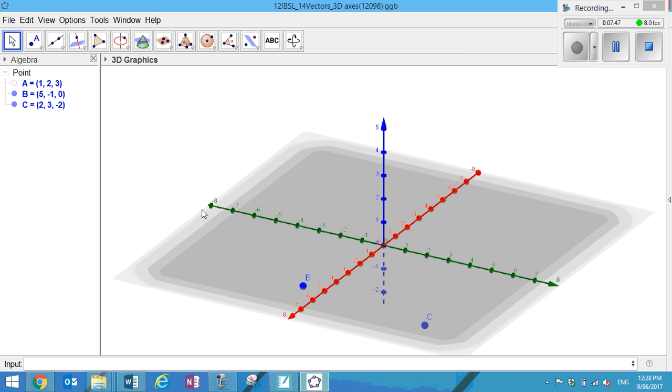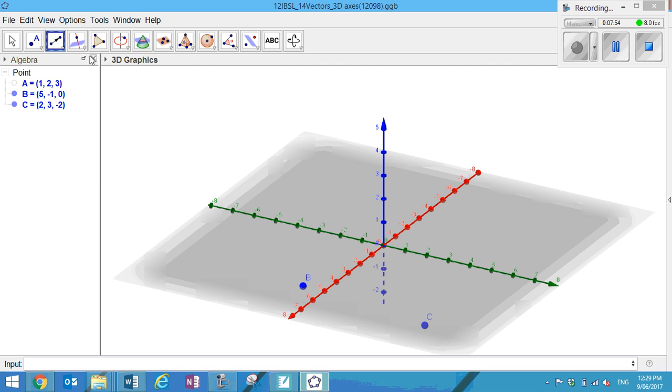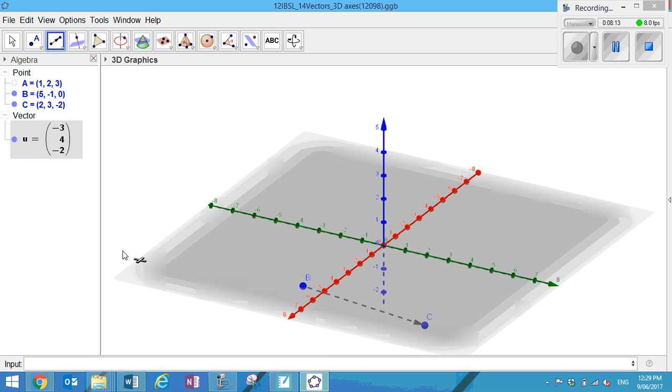Okay, so we can now make the vector between those. You can do that with this option. If we want to create a vector, what we do is select the starting point, then the end point. So here's our starting point. That's our end point. So we're going from B to C. So we come up with (-3, 4, -2). That's what we got over here. So there's the vector. This vector is called U. We could rename that if we wanted to, but that gives us the vector between those 2 points.